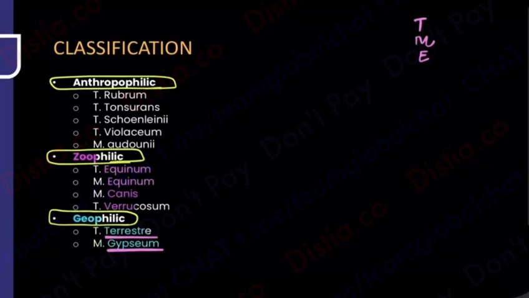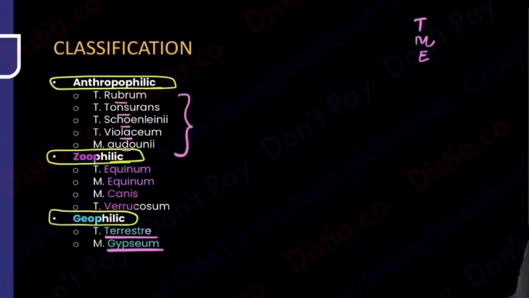So remember the equinum, the canis, which dog? Sheru dog. So verrucosum, all these are going to come under the animals. After that, whatever may be written, that is rubrum, tonsurans, schonleni, violaceum, audouinii, all of these are coming under the anthropophilic. So that's the only way of learning this. I've tried so many ways otherwise, but that's the best possible way that I can come across.